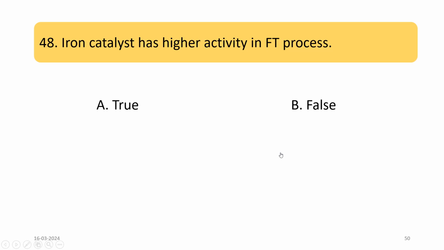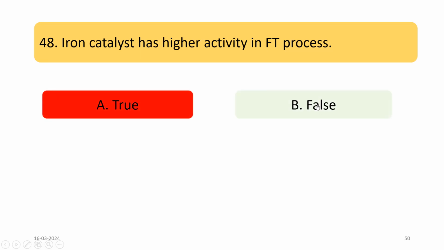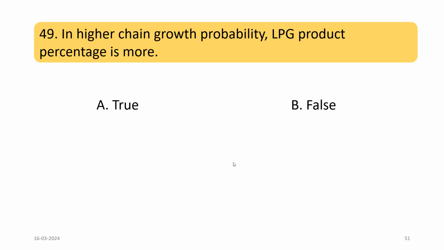So in the FT process, iron and cobalt catalysts are both used, but cobalt has a higher activity and higher chain growth probability. That is why it is false. Here I have asked about the iron catalyst having higher activity, so it will be false. Next question. In higher chain growth probability, LPG product percentage is more.